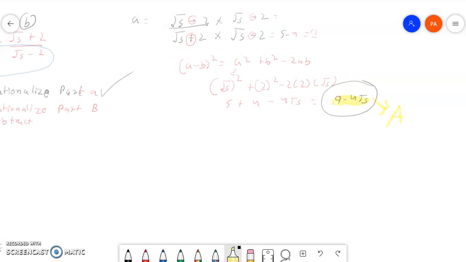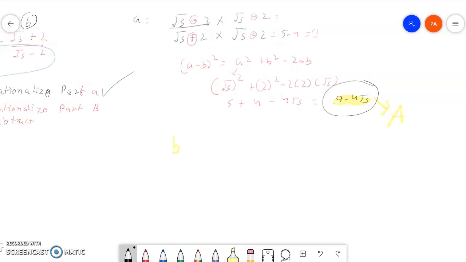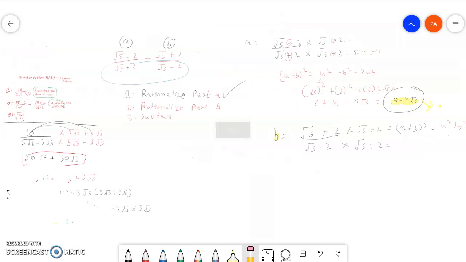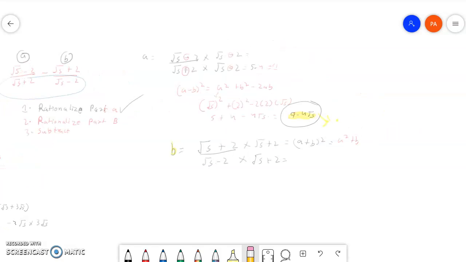So now moving on to the part B. I'm sorry, I used the wrong pen. Part B says root 5 plus 2 divided by root 5 minus 2. So I'll do the same steps. Root 5 plus 2 into root 5 plus 2 is equal to this. For this we'll use an algebraic identity called, one second, a plus b whole square. That gives us a square plus b square plus 2ab, right?